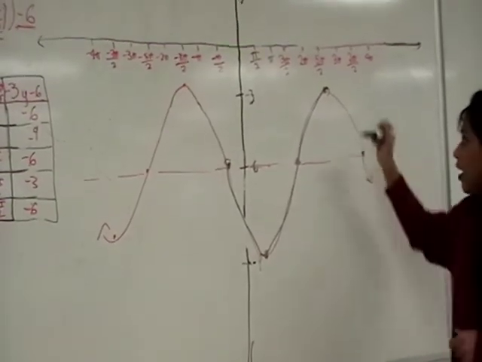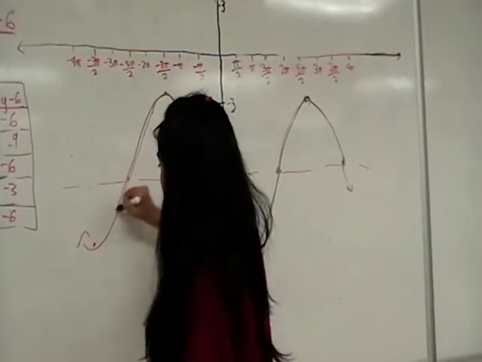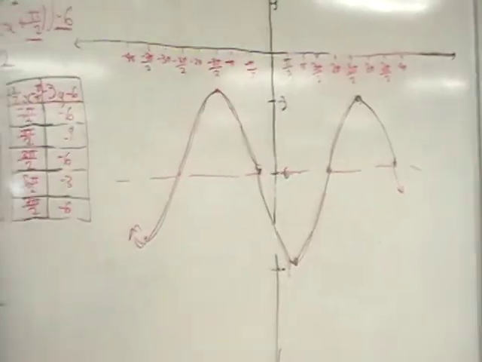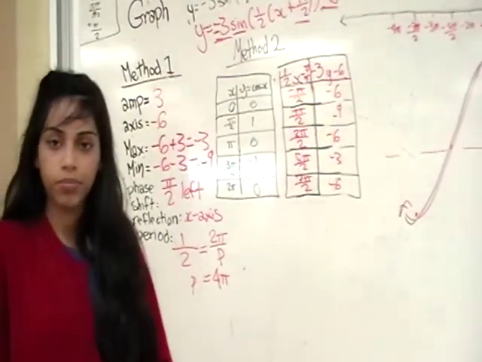All the points are the same. And you can just keep going. Once you have one cycle, you can determine all of them. And see how by using either method 1 or method 2, you can apply your transformation to your graphs to graph your new function.